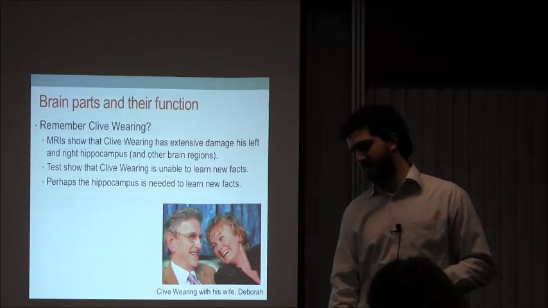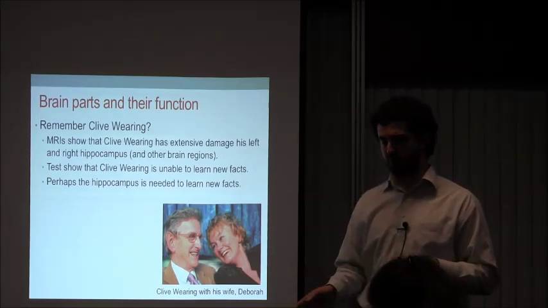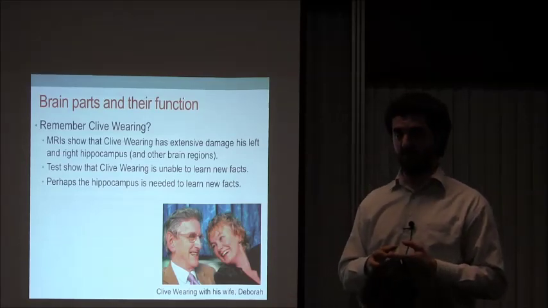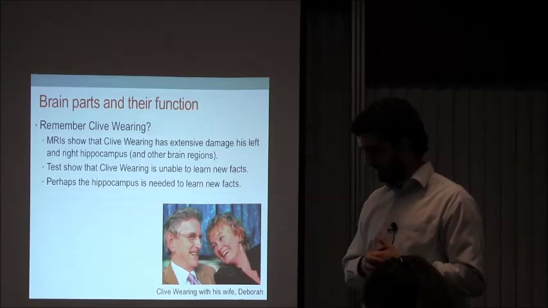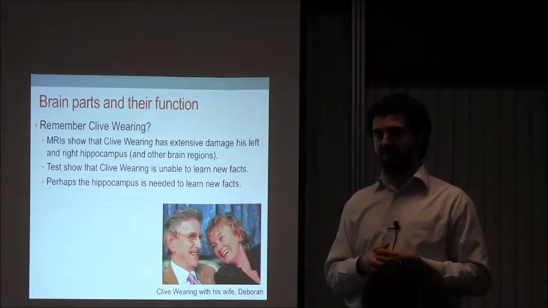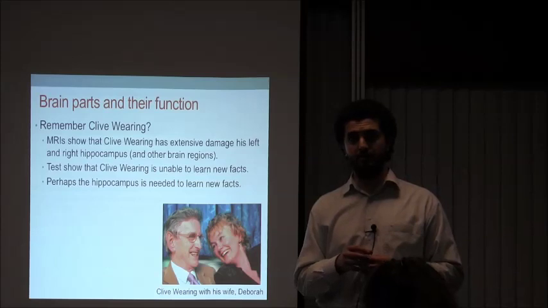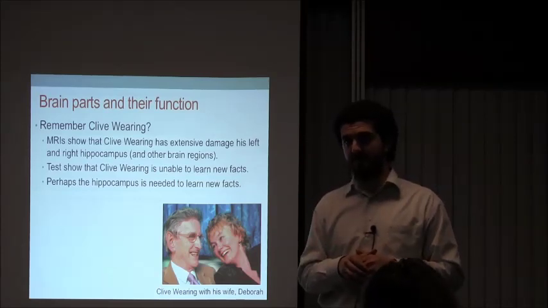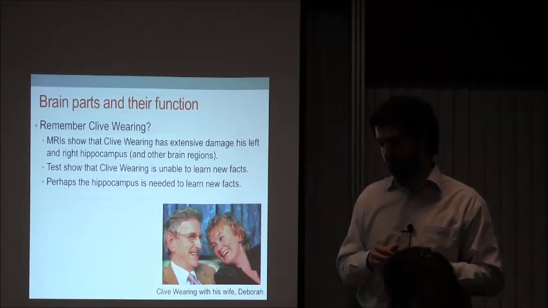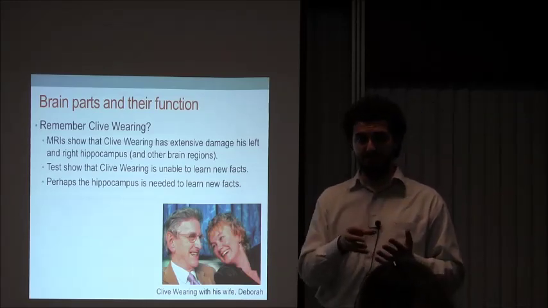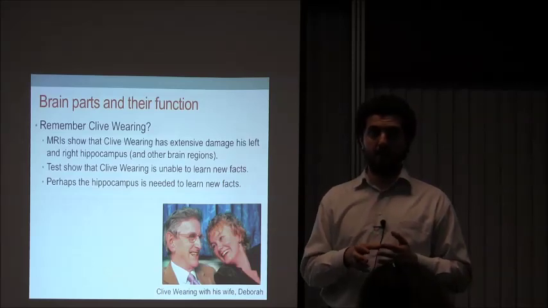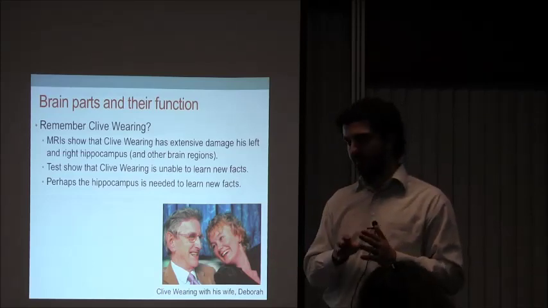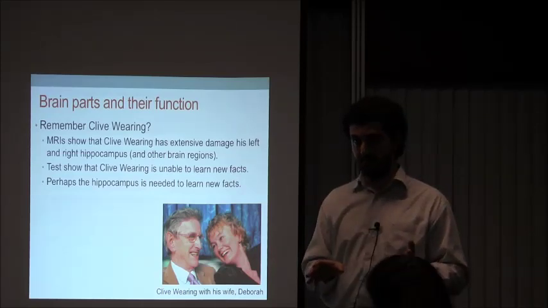This is another example. He's a very famous pianist. His name is Clive Wearing, and if you go on YouTube, there is a documentary on BBC on this particular pianist. And what happened to him is that he had encephalitis, viral infection of the coverings of the brain, and he ended up having structural deficit in the medial temporal lobe area. From that point on, he was unable to store new memories at all.